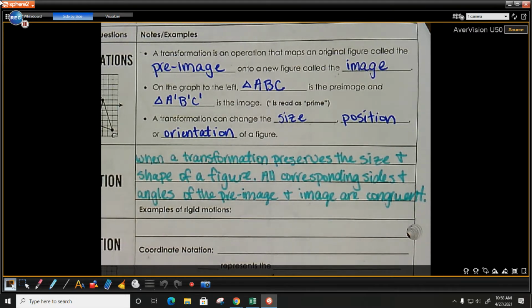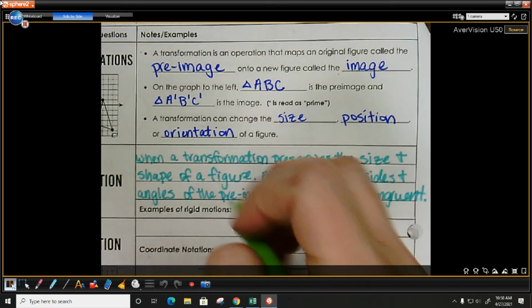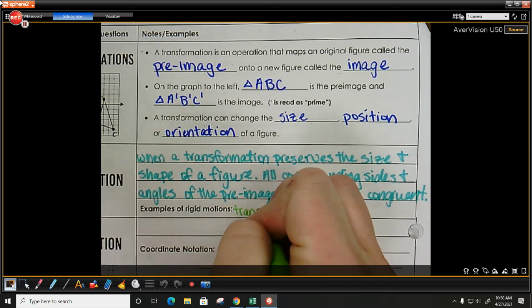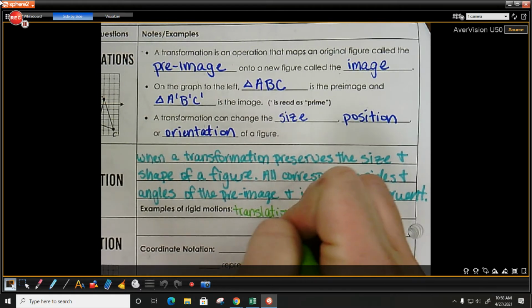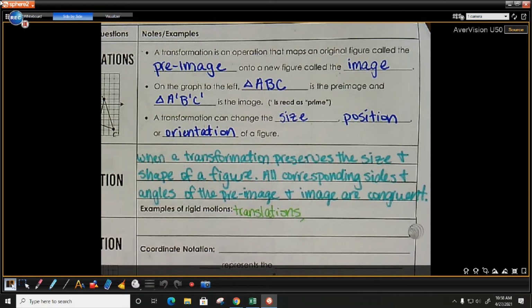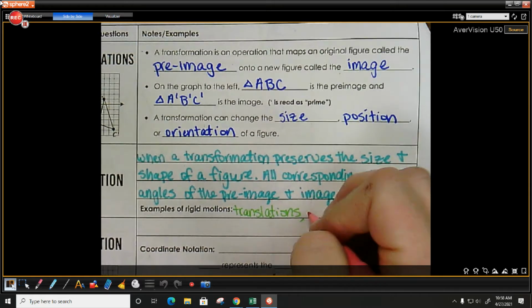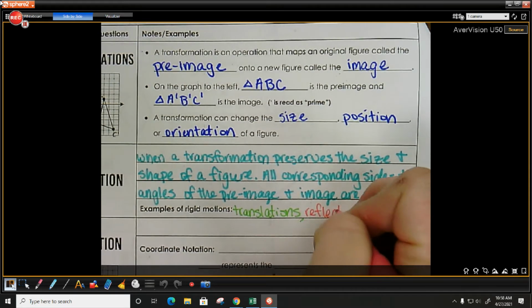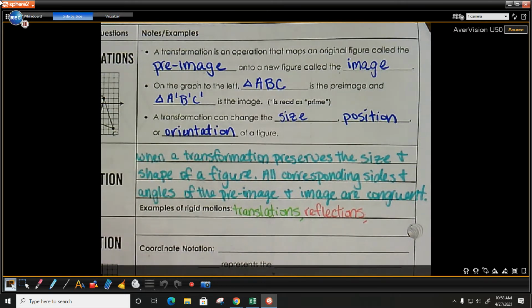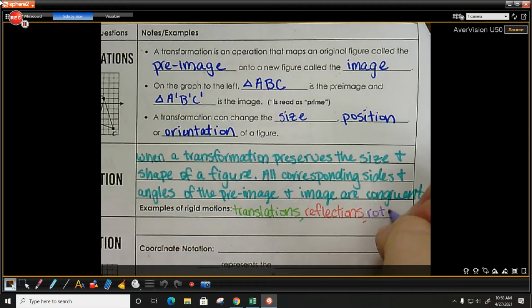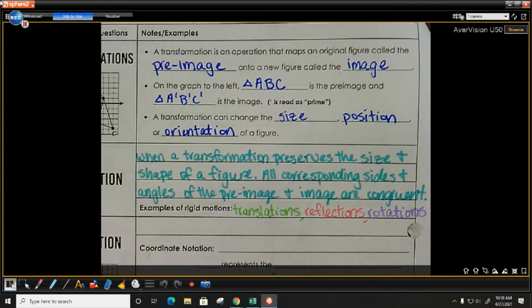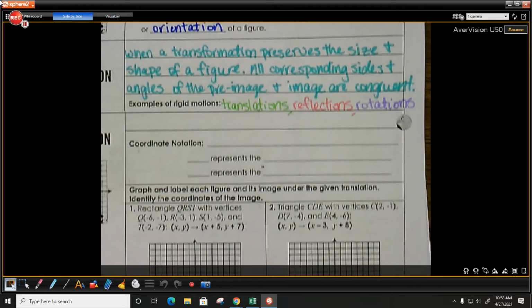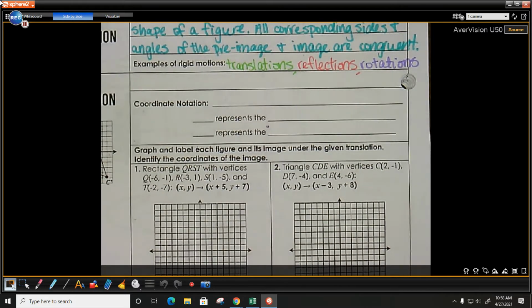Examples of rigid motions are translations, reflections, and rotations. So those are the three we're going to look at today: translations, reflections, and rotations. So the first one we're going to do is a translation.